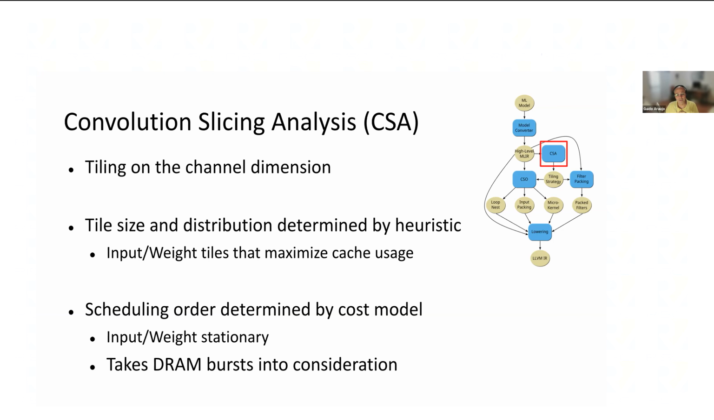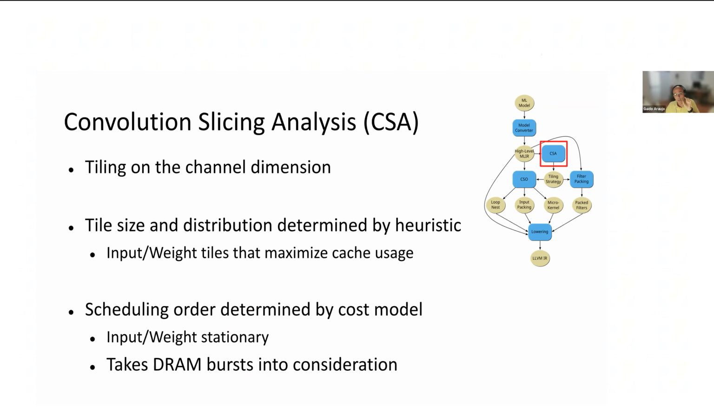Okay, but this actually depends on a combination of the size of the convolution, the tensor size, the architecture, and the size of the cache. And also for our scheduling order, we take the bursts in the DRAM into consideration. This is something that people have not looked at carefully.